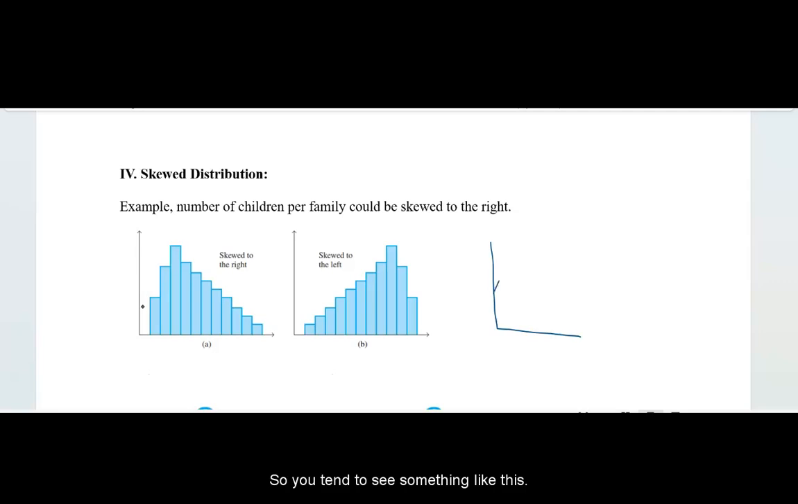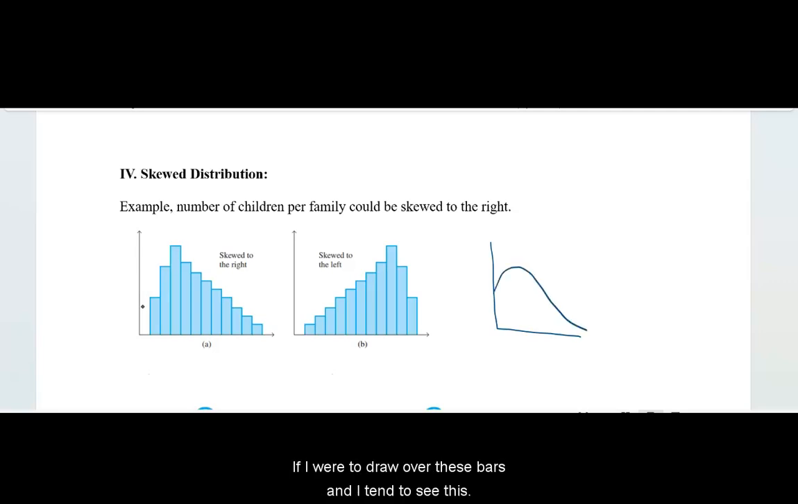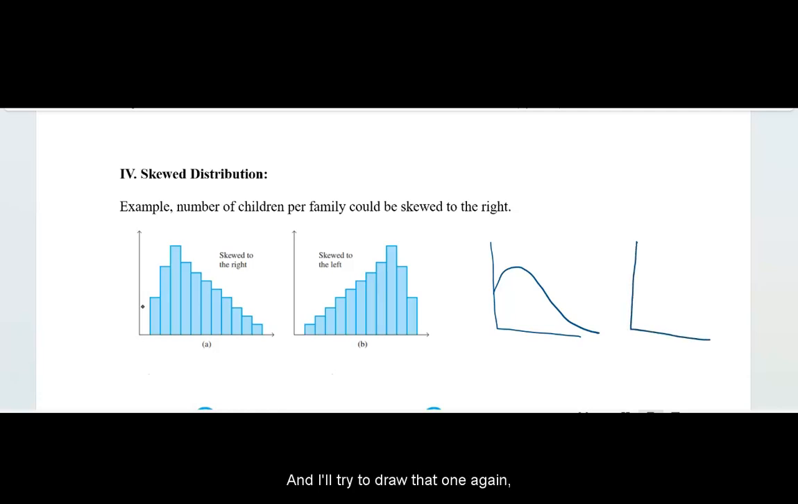So you tend to see something like this. If I were to draw over these bars, I tend to see this. This is what we call skewed to the right. Over here, on this graph, I'll try to draw that one. Again, not very well, but with this one, notice that we're going the other way. And so this one we're calling skewed to the left.